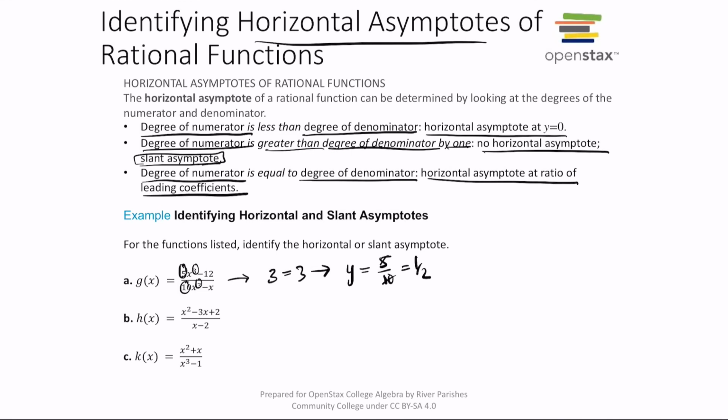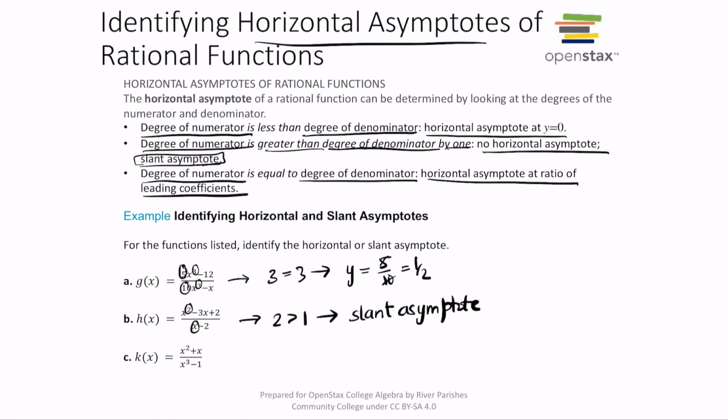Next, we have the next one. The degree of the numerator is 2, and the degree of the denominator is 1. So here 2 is greater than 1, which means it's going to have a slant asymptote. Next we have x square and x cube. So here 2 is less than 3, which means the asymptote is y equal to 0.